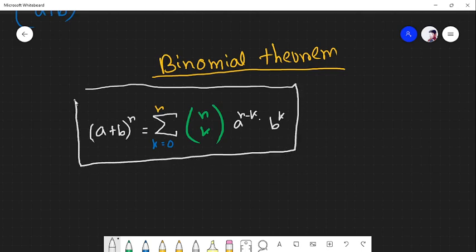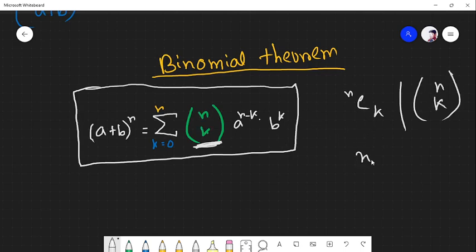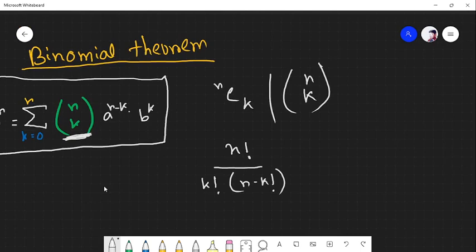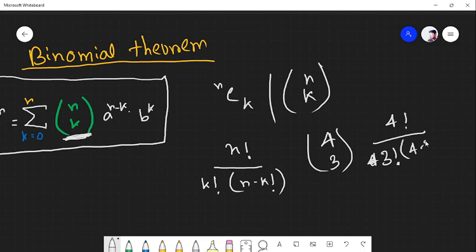So this one is a new term, maybe. You can also write it like this. This and this are the same. So what does this mean? It means n factorial divided by k factorial into n minus k factorial. So, maybe it's like 4 choose 3. It will be 4 factorial divided by 3 factorial into 4 minus 3 factorial.